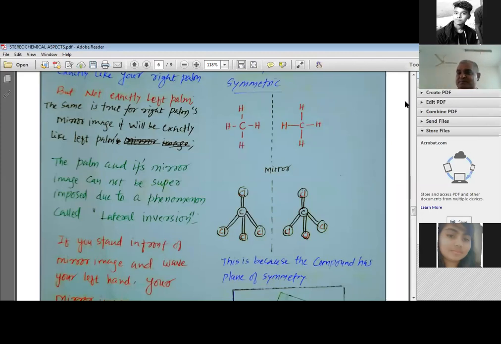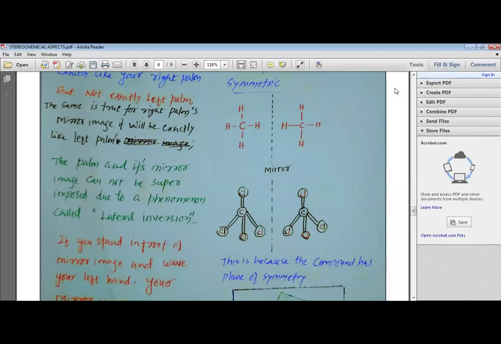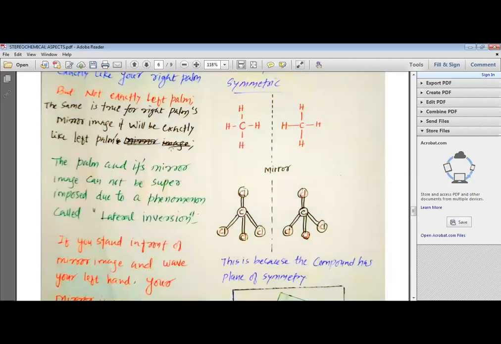As you cannot superimpose them, they have the lateral inversion, and that is why we cannot consider them as symmetric. I hope you understood it, my dear students. Let's move forward. The palm and its mirror image cannot be superimposed due to the phenomenon called lateral inversion.